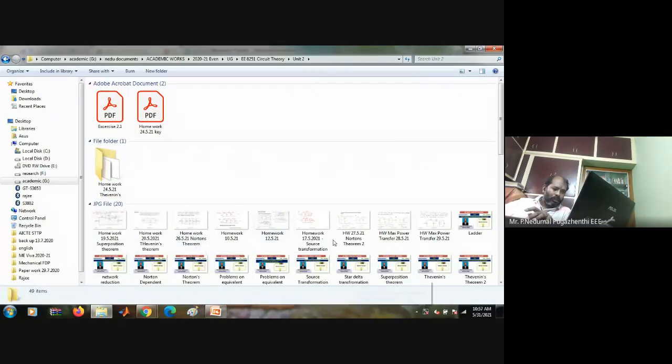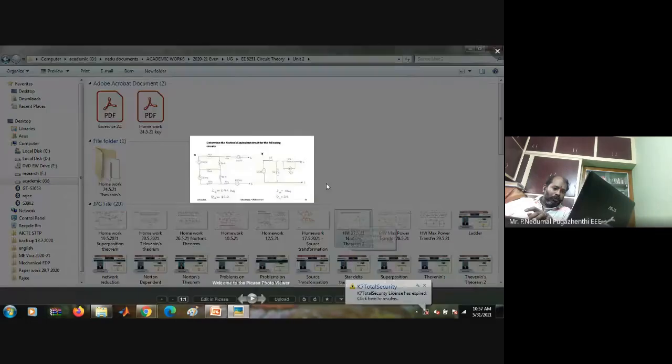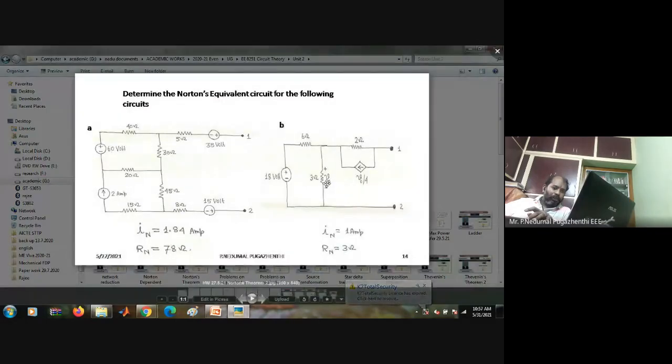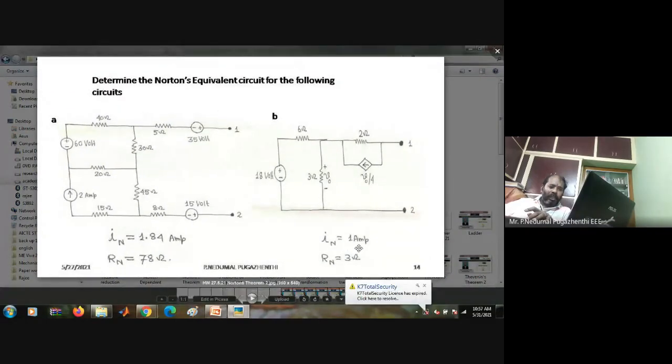Norton's theorem 2. Yes, you can see that the value is 1 ampere and 3 ohms. And this first problem you can do that. It is just a loop analysis. You can apply the loop analysis and you can get the answer.